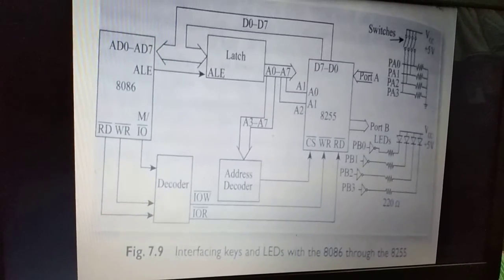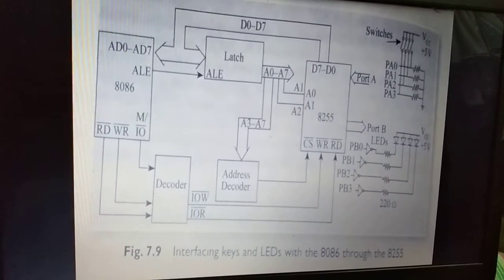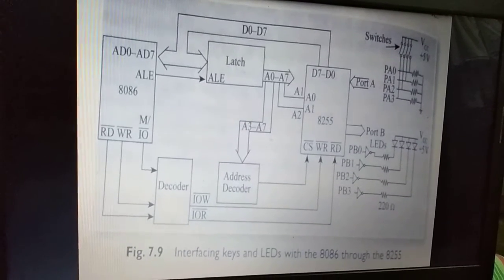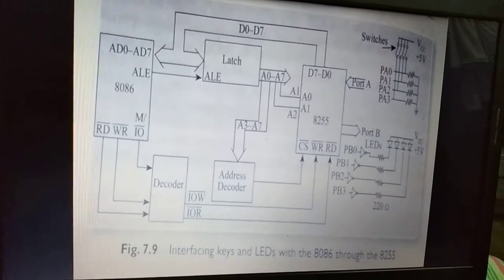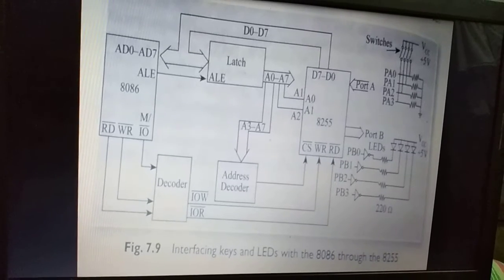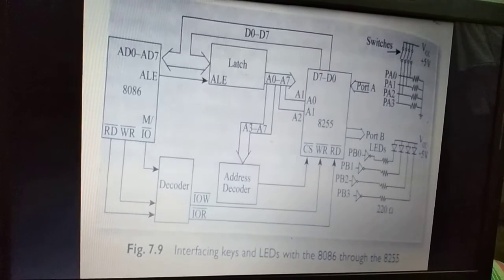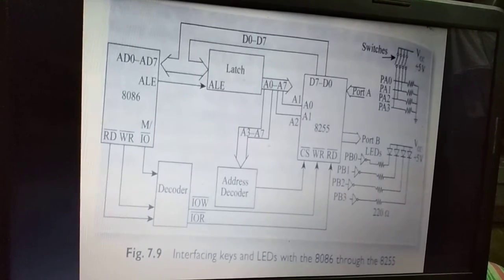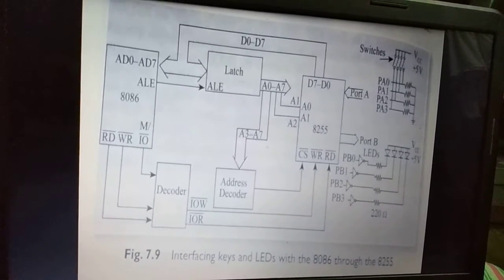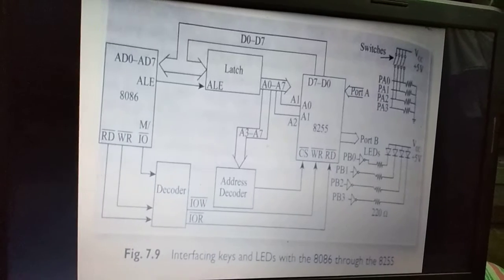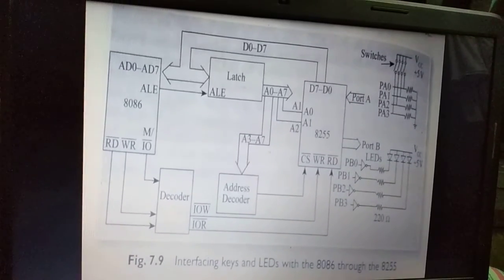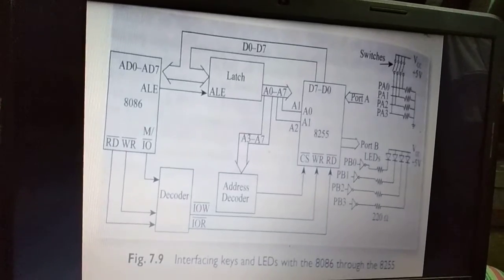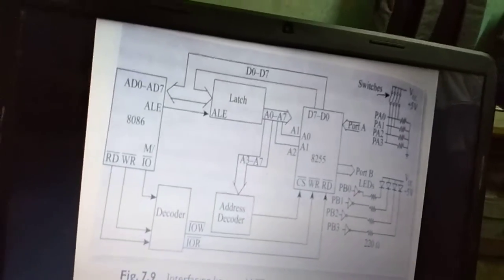The address decoder is going to decode the remaining bits of the address, which are used for the chip select signal of the 8255, and the decoder is going to generate the IO read and IO write signals from the read, write and memory or IO signals of the 8086. First the microprocessor has to initialize the control word, and then it is going to read from the input port, and then it will write to the output port.